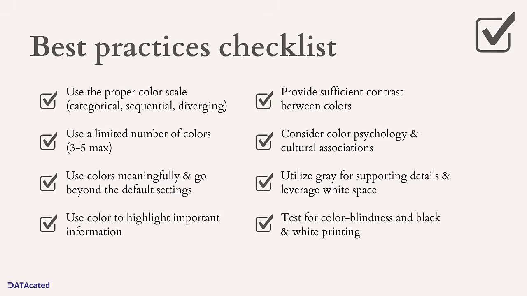Consider color blindness and black and white printing. Keep in mind that color blindness is a real issue and not everyone will see your visualizations the way you intend. One way to ensure that your visualizations are accessible to those with color vision deficiencies is to test them using simulations of different types of color blindness. This can help you identify any issues and make adjustments to improve accessibility.